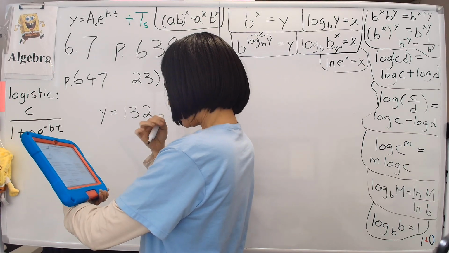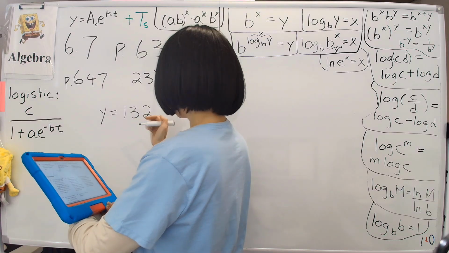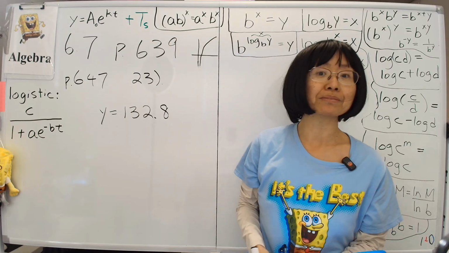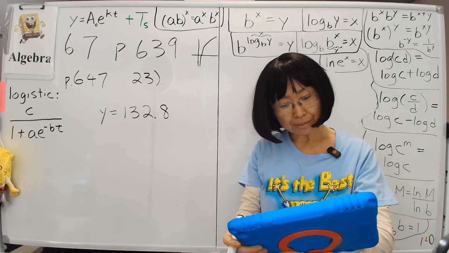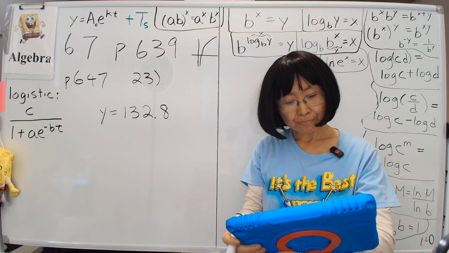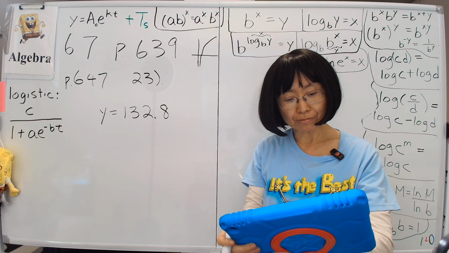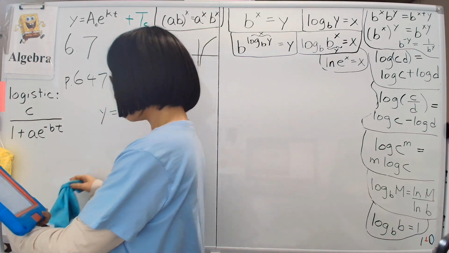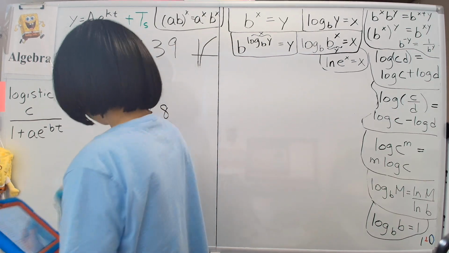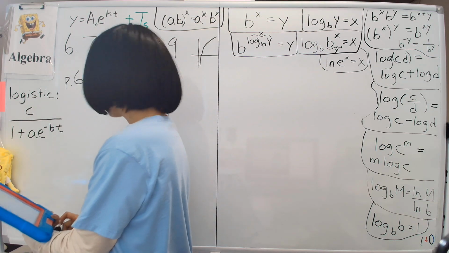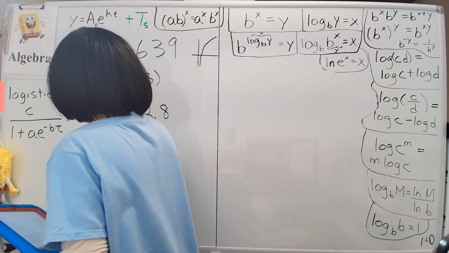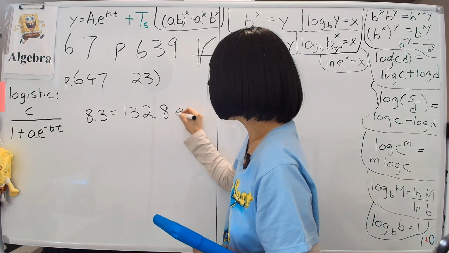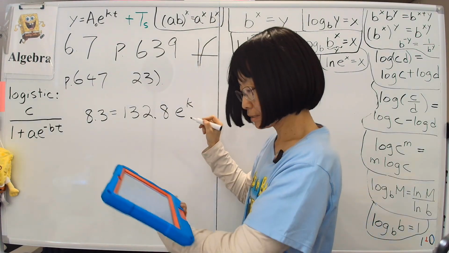Okay, initial amount is 132, so we have y equal to 132.8 grams. Let's not forget the 0.8. And then how many half-lives will have passed before the substance decays to 8.3 grams? So after some time, this thing has turned into 8.3. It really went downhill, right? It went from 100 something to only 8.3. And that will be equal to this thing times e to the power k of t.